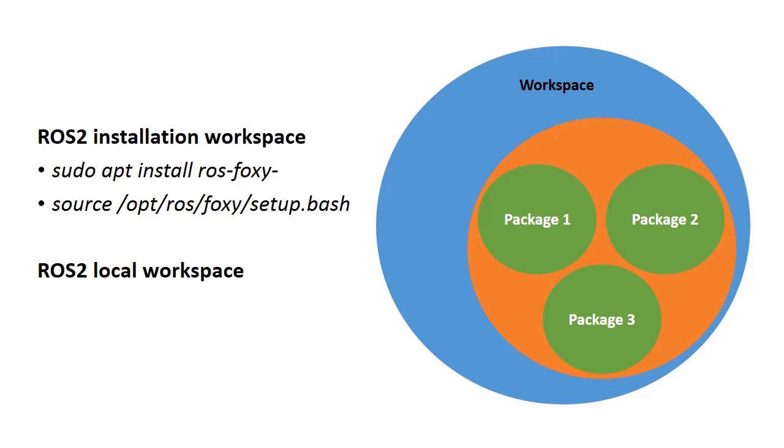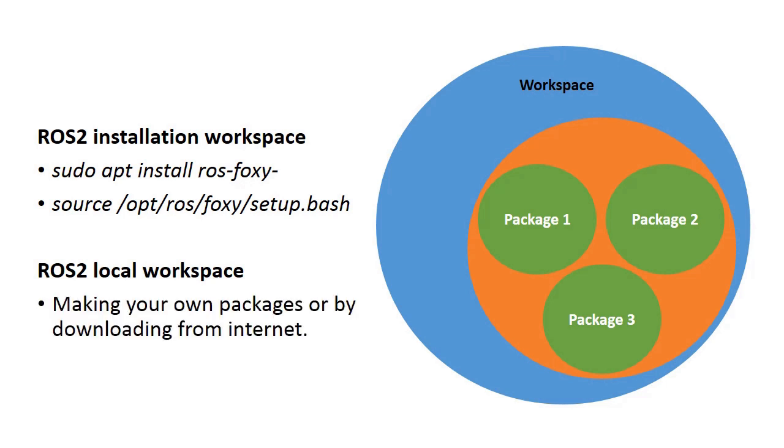Now there is another workspace, I will call it the local workspace, which you can create by making your own package or by downloading some packages from the internet. To source the local workspace, you need to go to the root of your workspace and type source install/setup.bash.